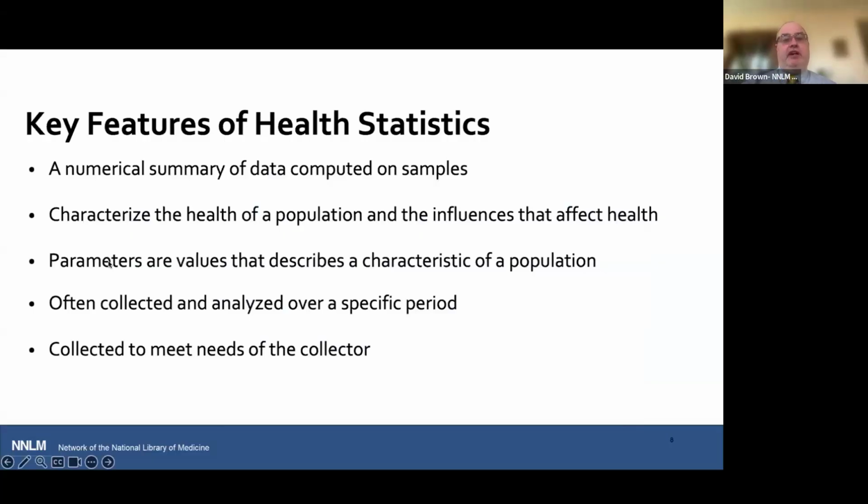So what are some key features of our health statistics? It's a numerical summary of our data computed on samples. Again, we know what people are doing. We know that people are diagnosed with a certain disease. We can look at different things, what may have caused that, where it came from, all those things to really get down to those areas. It really tries to characterize the health of the population and the influences that affect their health.